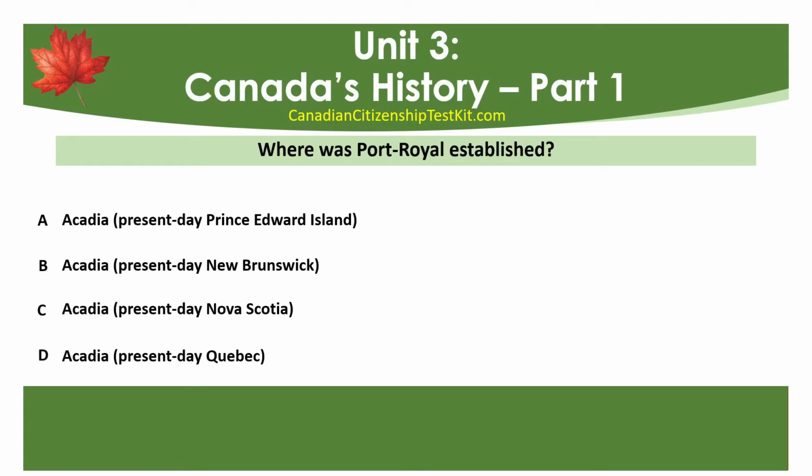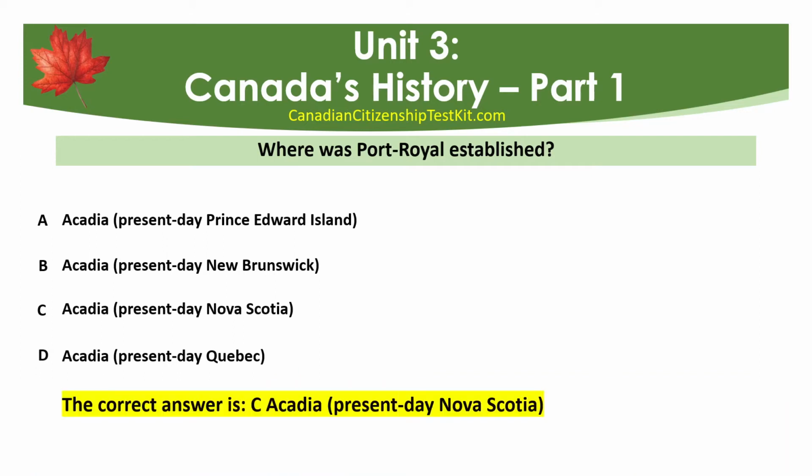Where was Port Royal established? A. Acadia, present-day Prince Edward Island. B. Acadia, present-day New Brunswick. C. Acadia, present-day Nova Scotia. D. Acadia, present-day Quebec. The correct answer is C. Acadia, present-day Nova Scotia.